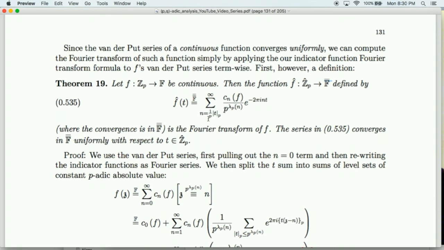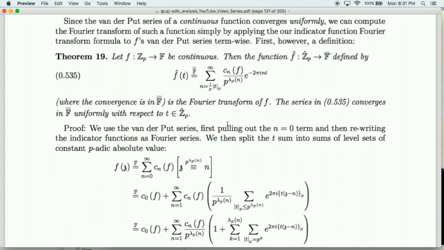And if t is non-zero, we sum from n equals denominator of t divided by p to infinity of this thing. And the convergence here is in F double bar. And this convergence is uniform with respect to t. Again, we don't need to worry about any fancy theories or Galois theory or whatever. We're just going to shut up and compute.